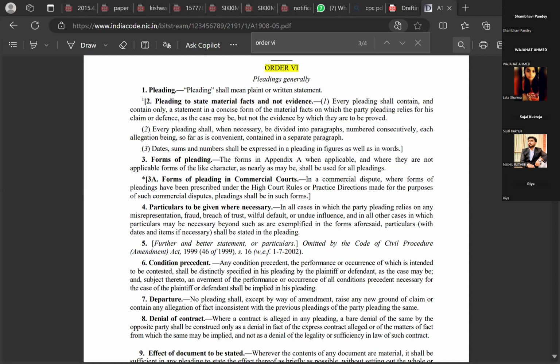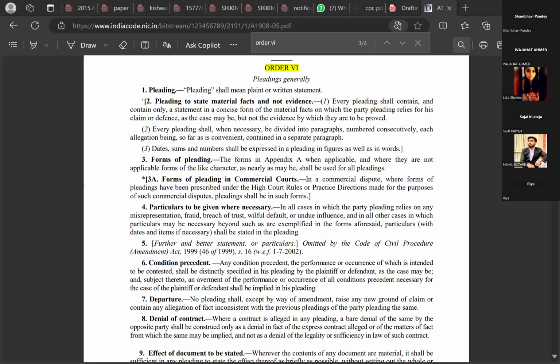Yes. So pleadings, I have attempted to make a PPT of it. Pleadings should be stating only facts, not the law. So facta probanda, as we call it, should be stated, and facta probantia should not be stated. So evidences should not be stated. Then the pleading should be precise, certain, and concise. Then the conclusion should not be reached at.